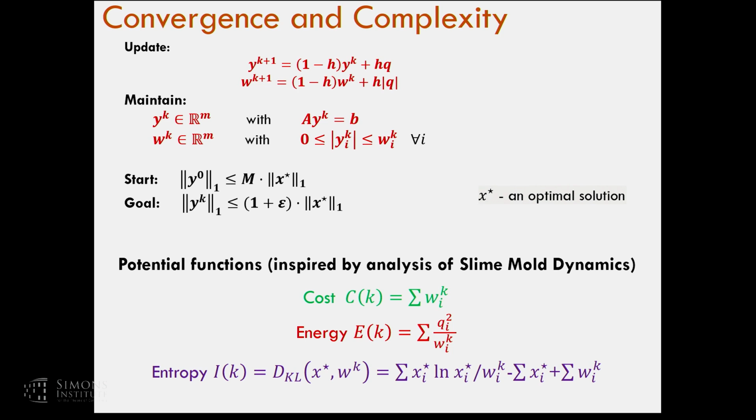And finally, there is this entropy-like quantity. I think Lorenzo mentioned something here about generalized entropy. It's exactly the Bregman divergence with respect to that, for those of you who know. For those of you who don't know, here is a formula for the entropy difference between the optimal point and the current weight vector. These are the three potential functions which are sufficient to explain the convergence of this dynamical system.